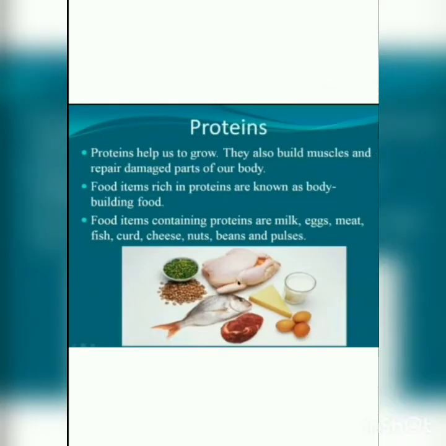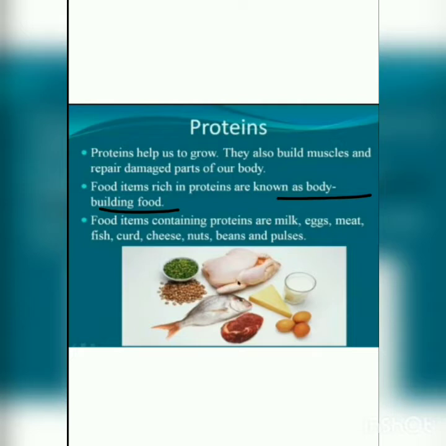The next one is proteins. Proteins belong to the bodybuilding food group. Bodybuilding means it builds our body and makes our muscles strong. It builds our muscles, it repairs the damaged part of our body. So proteins basically build our muscles and repair the damaged parts of our body. They help our body to grow.